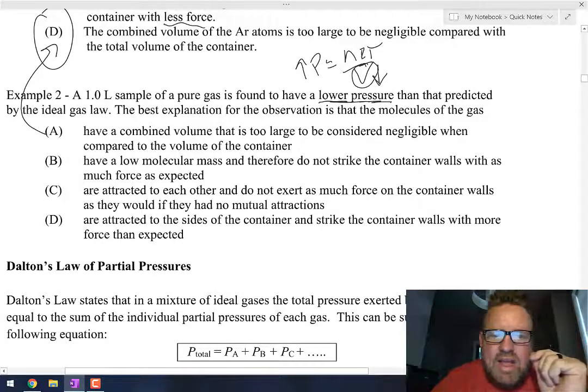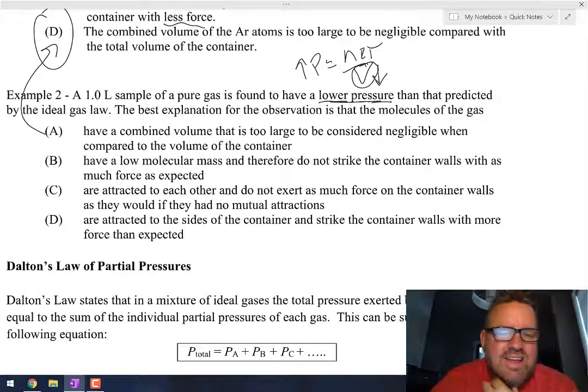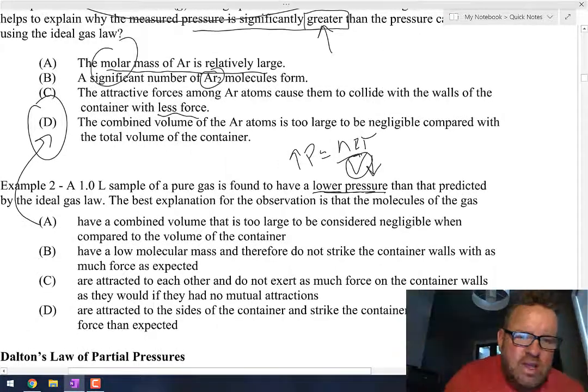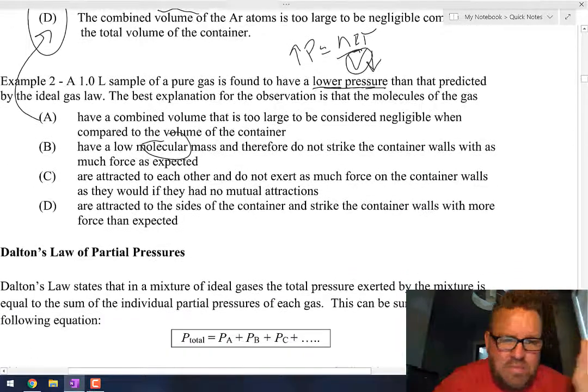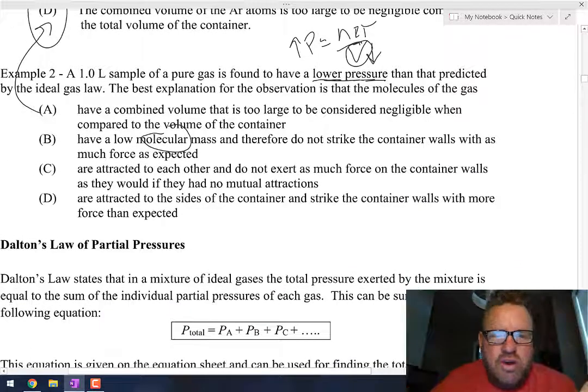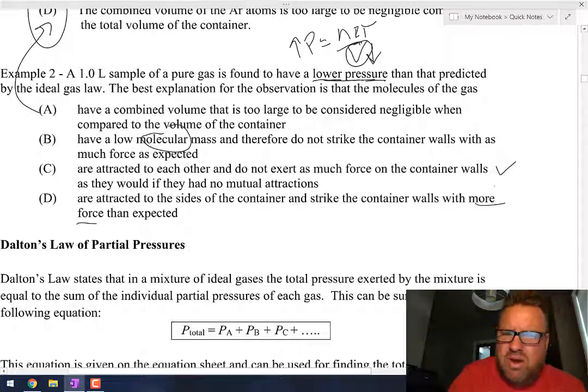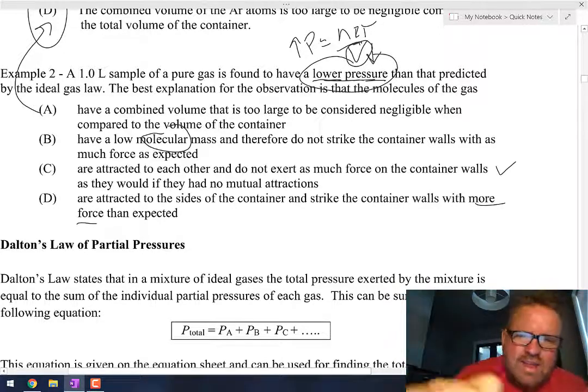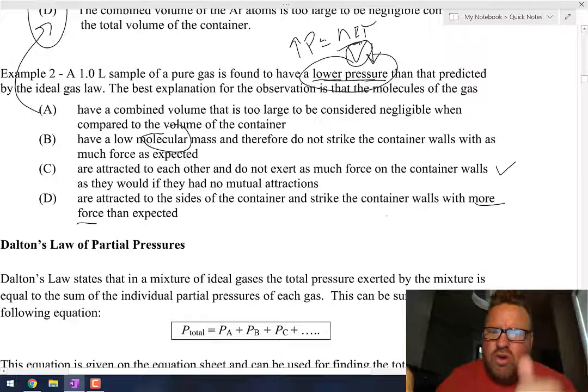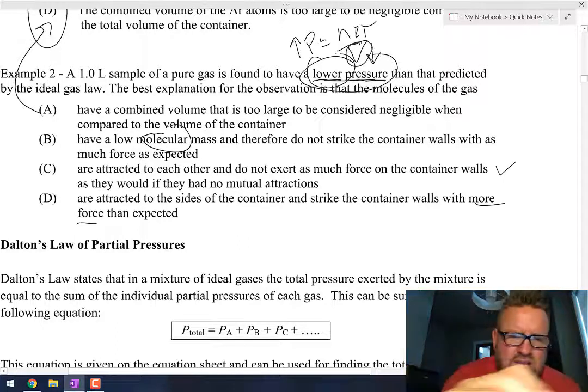Have a low molecular mass, therefore do not strike the walls of the container with as much force as expected. Again, this has nothing to do with molar mass. Up here they use molar mass, here they call it molecular mass. Same thing, no. Next, they are attracted to each other and do not exert as much force on the container walls as if they had no mutual attractions. Yes. Let's just check D. Are attracted to the sides of the container and strike the container walls with more force? No. Lower pressure would mean that if they're attracted, more force would mean a greater pressure. Here they're saying you got a lower pressure, so D is absolutely a no.